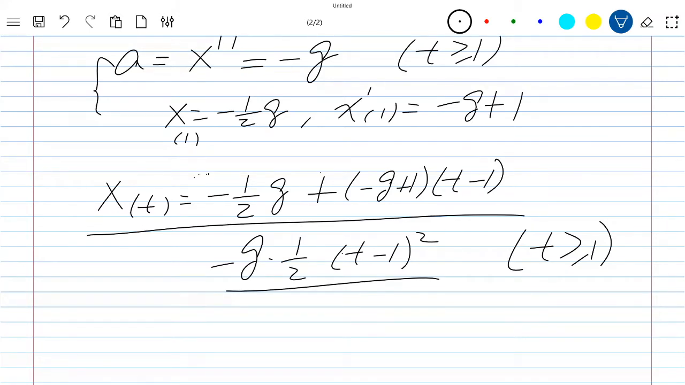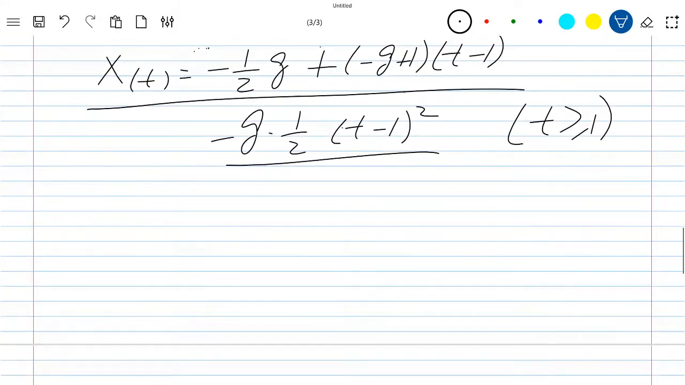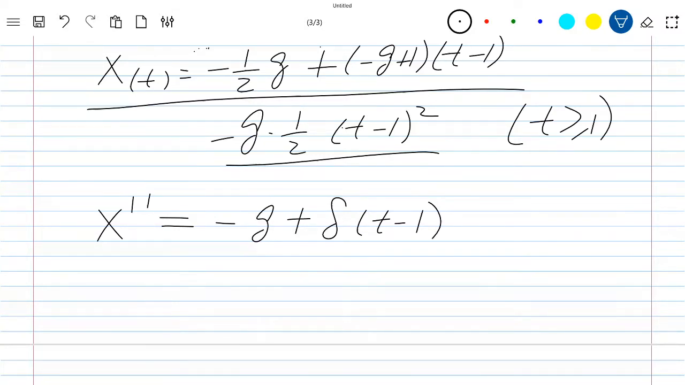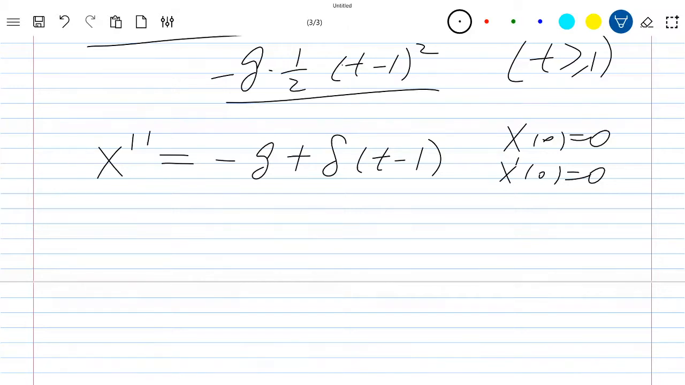Okay, now let's try to solve the equation using the Laplace transform. Say x double prime equals negative g plus delta of t minus 1. And then your x of 0 equals 0, x prime of 0 also equals 0. Okay, so how do we solve that? Well, we need to figure out what is the Laplace transform of delta of t minus t naught. And that's easy.